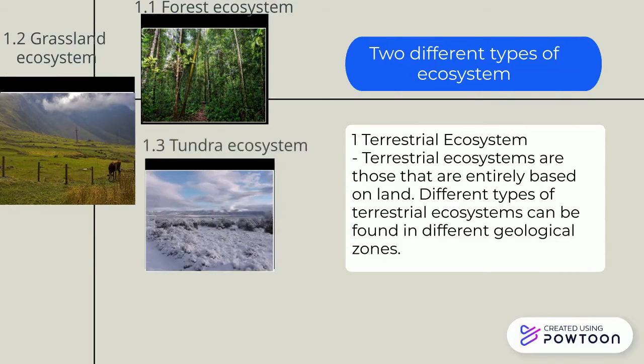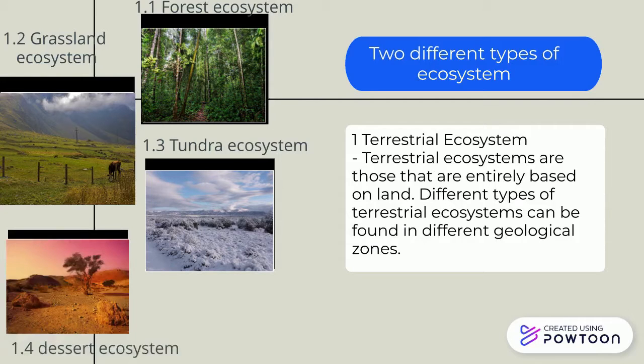The third type of terrestrial ecosystem is tundra ecosystem. Tundra ecosystems lack vegetation and are located in frigid climes or areas with little rainfall. For the majority of the year, these are covered in snow. The last type of terrestrial ecosystem is desert ecosystem. There is extremely little rain in these areas. It's hot during the day and cold at nighttime.